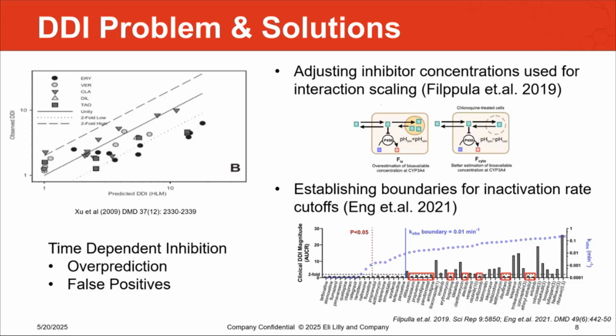In the discovery space, Eng et al. actually proposed establishing a boundary for an inactivation rate. Now, the inactivation rate is the rate of loss of the enzyme over time in the presence of the inhibitor. And what they proposed was that below a certain K observed, you would not likely see a drug-drug interaction in the clinic.